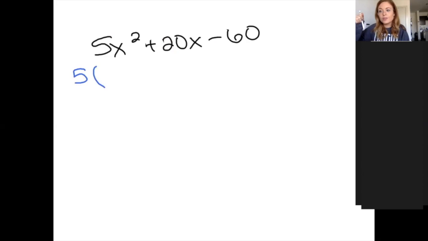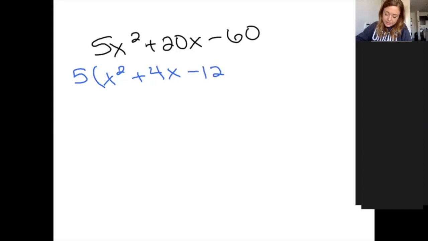So 5 times what gives me 5x squared? X squared. And then 5 times what gives me 20x? 4. What kind? Positive. Yeah, positive 4x. So what was your x? And then 5 times what gives you negative 60? Negative 12. Negative 12. That's good. All right, so then from there, now is this something a little bit easier for us to factor? Yeah, that's a little bit easier for us to look at the numbers of.